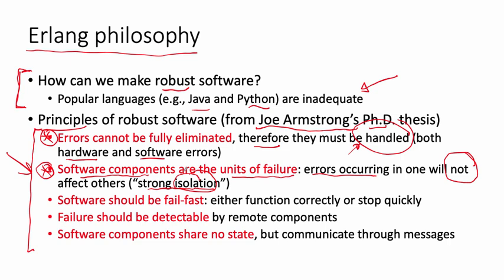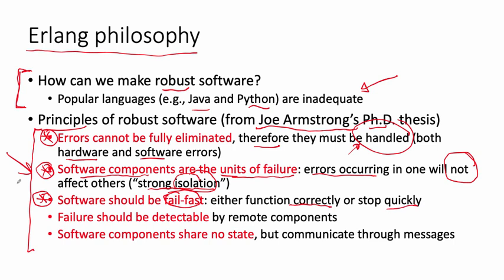And if one box fails, the others do not fail. Okay? So we have this isolation, and boxes are units of failure. And now the third principle is fail fast. So when a program is doing something wrong, don't try to fix it inside. Just fail as quickly as you can. Fail fast. When there's a problem, don't try to fix it inside the process, but fail immediately. So either you are working correctly or you stop quickly.